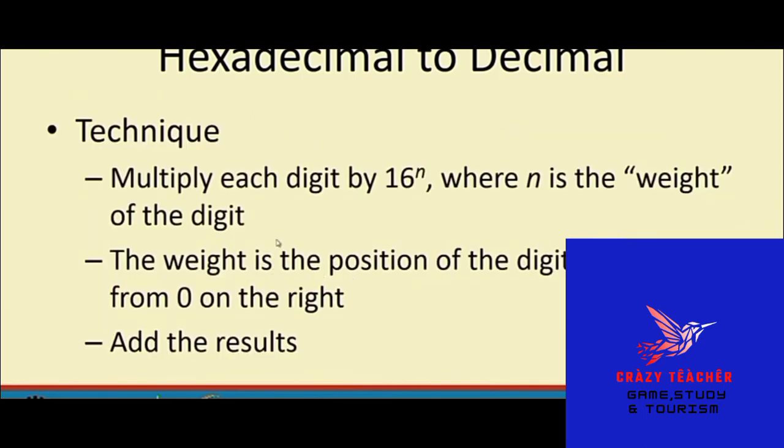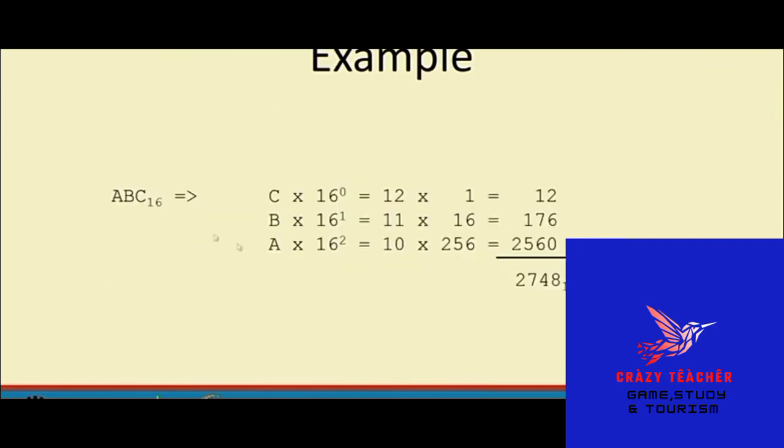Hexadecimal to decimal, again we can do it in a similar way: multiply each digit by 16 to the power n. The base is 16, so we take it to the power n, where n is the weight of the digit, and then we just add the results. In a similar way, ABC to the base 16: C into 16 to the power 0, and the value of C is 12.